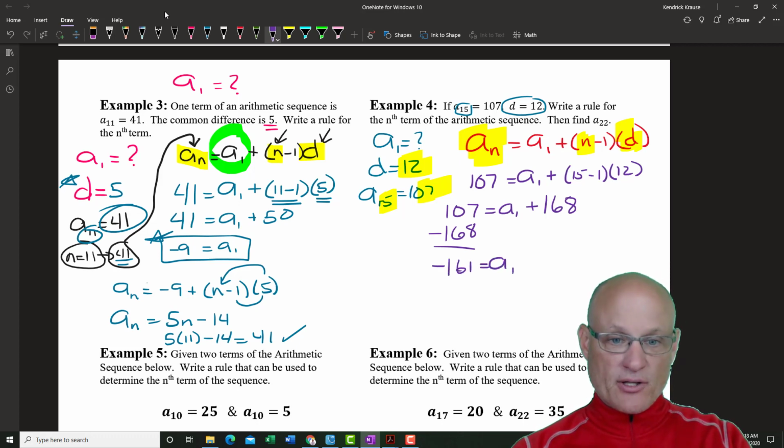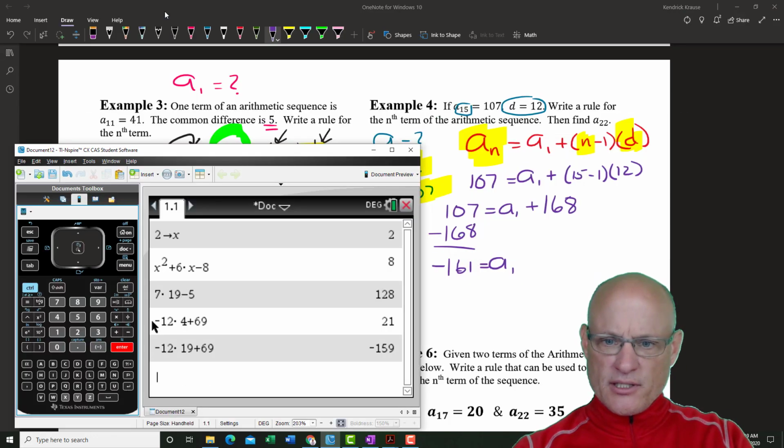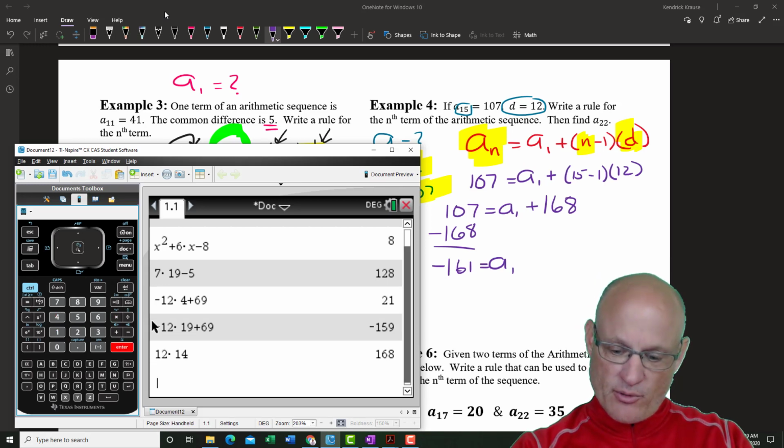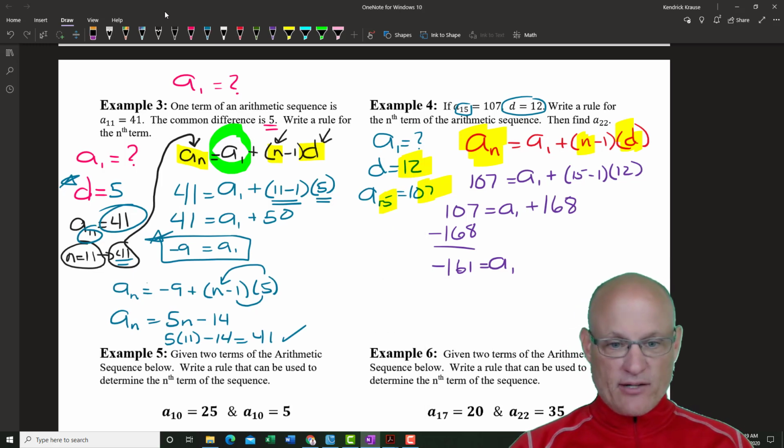So let's go over to my calculator real quick. You can pause it if you want. Here's my calculator. So 12 times 14 should be 168. Yep. And then we're going to take 107 minus 168, and you get negative 61, not negative 161. What am I doing? Negative 61. Okay, so we found the first term.